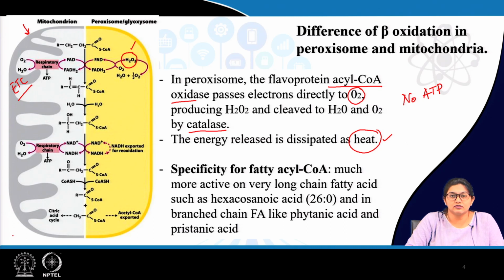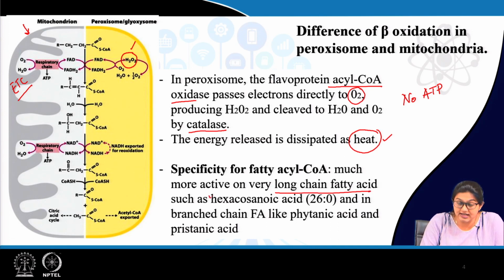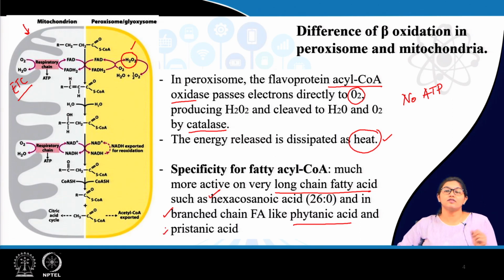Next, the specificity of this acyl coenzyme oxidase also differs. These enzymes prefer very long chain fatty acids like hexacosanoic acid, that is a 26 carbon fatty acid, and also branch chain fatty acids like phytanic acid or pristanic acid. So, the specificity of the enzyme designated for the first step, that is fatty acyl coenzyme oxidase, as well as the way of transferring electrons, differs from the beta oxidation of fatty acid. So, this is peroxisomal oxidation of fatty acid.